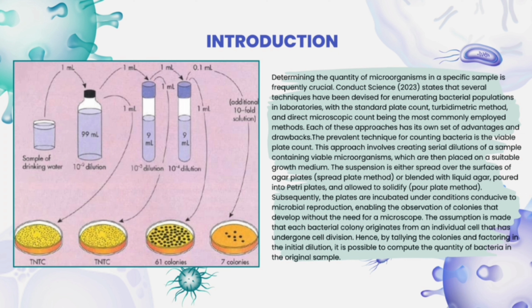The plates are then incubated under conditions conducive to microbial reproduction. Observation of colonies can be done without the need of a microscope. The assumption is made that each bacterial colony originates from an individual cell that has undergone cell division. Hence, by tallying the colonies and factoring in the initial dilution, it is possible to compute the quantity of bacteria in the original sample.